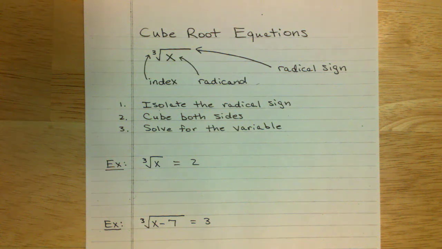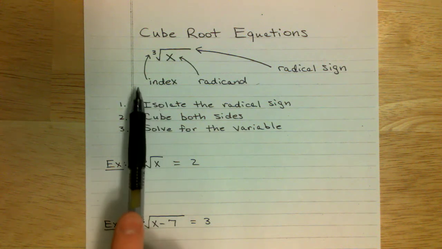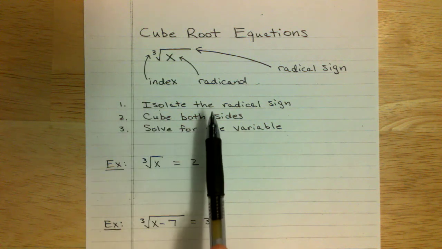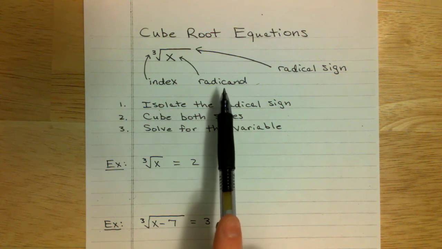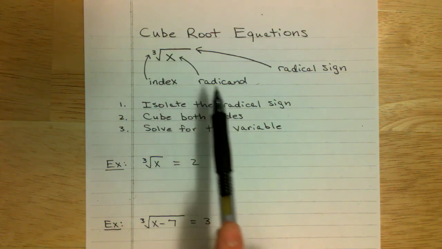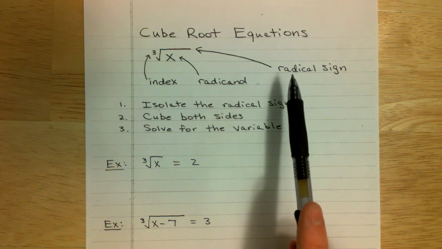Alright, today I'm doing cube root equations. Now when you do cube root equations, you're doing a special type of radical equation where the index is equal to 3. So when you look at a radical expression, there are really three components to it. There's the index, which is the number that's on the outside. There's the radicand, which is the algebraic expression on the inside. And then you have your radical sign.